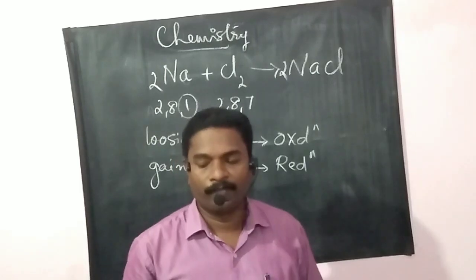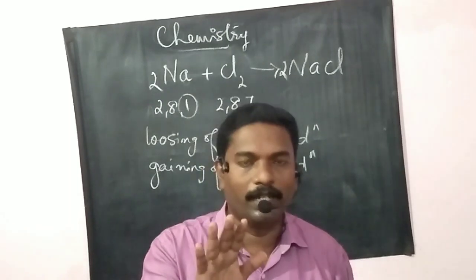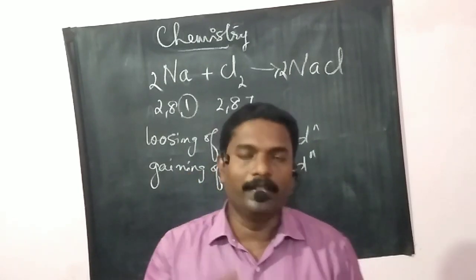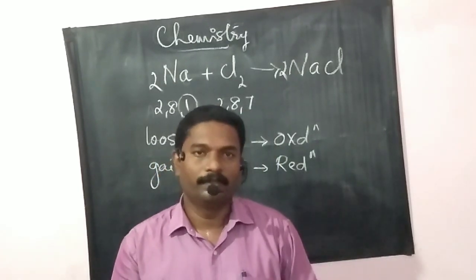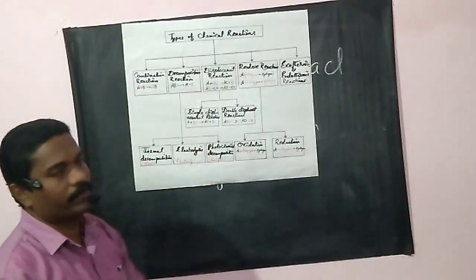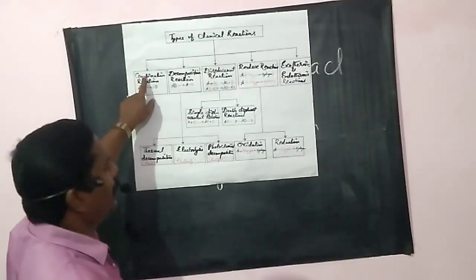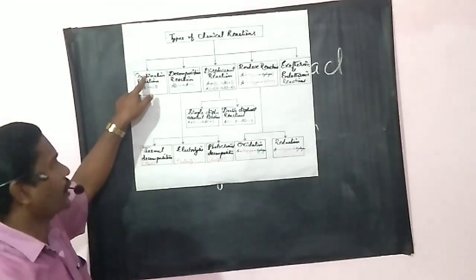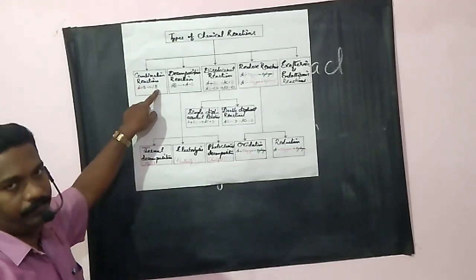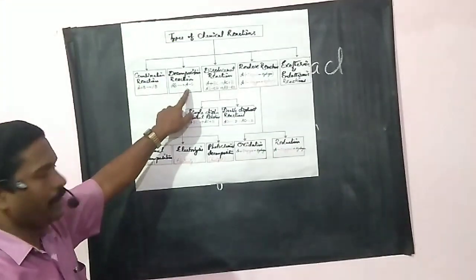Okay students? Yes. So we discussed 5 types of chemical reactions. See, in order to study these types, let us make a chart. So listen, the types of chemical reactions. There are 5 types. First one, combination. Combination is a type like A plus B gives AB. Second one, decomposition reaction. AB gives A plus B.